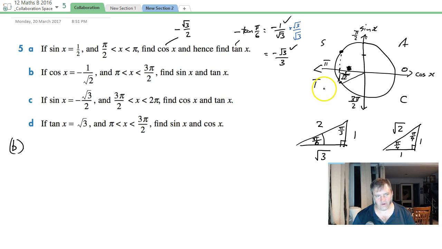Well, in this quadrant, in the third quadrant, sine of x is going to be negative, because only tangent's positive here, so sine of x is negative, and if we do opposite over hypotenuse, it's also going to be 1 on √2.